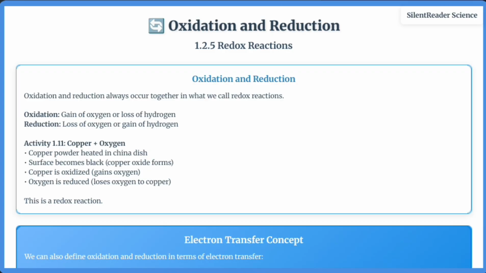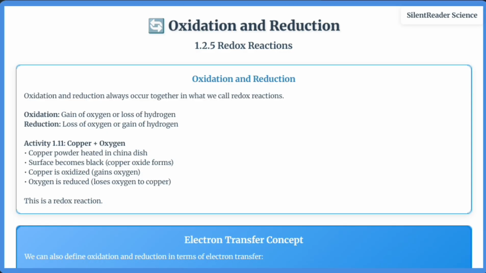Now let's understand oxidation and reduction reactions, which always occur together in what we call redox reactions. Oxidation involves gain of oxygen or loss of hydrogen, while reduction involves loss of oxygen or gain of hydrogen. When copper powder is heated, it turns black as copper oxide forms, copper is oxidized, and oxygen is reduced.